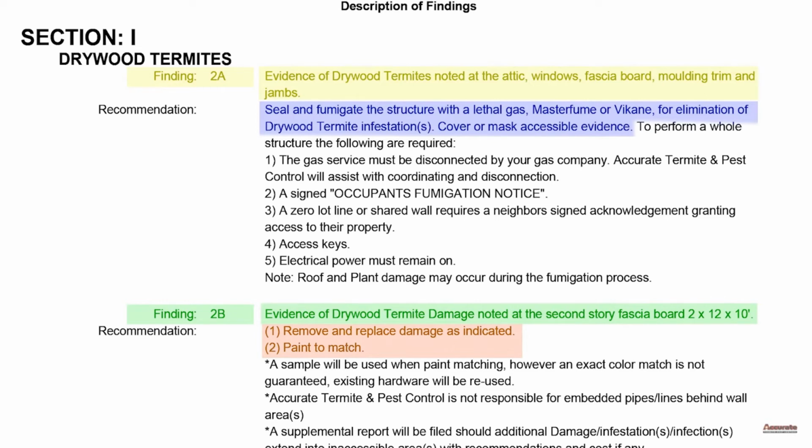You will note that the code includes specifications of the lumber type, fascia, the location, second story, and the dimensions, including the linear feet of affected lumber, 2 by 12 by 10. This level of detail is essential to ensuring the greatest value in ROI when taking on the task of performing the necessary repairs. Compare that to inspectors who do not provide the same level of detail.